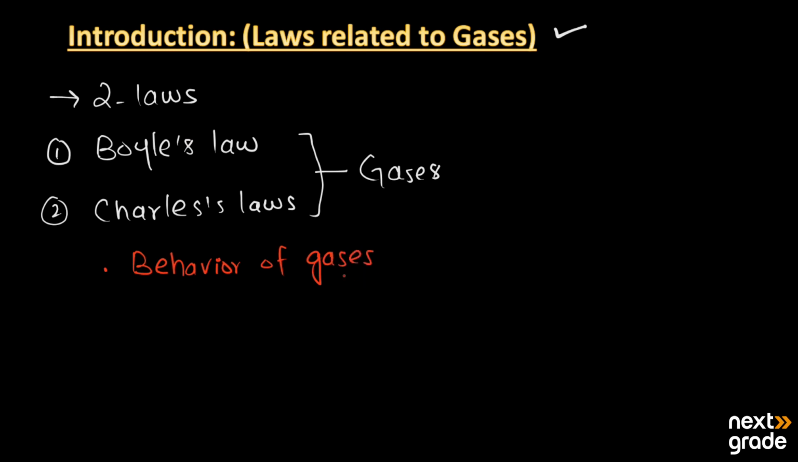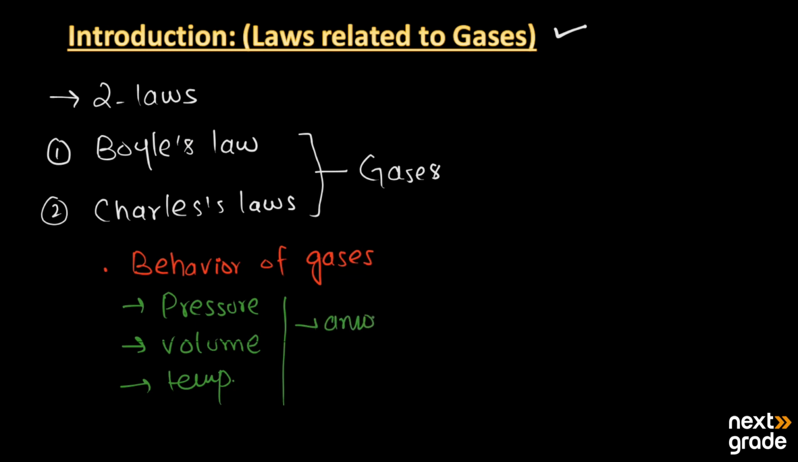For example, the behavior of gases towards pressure. When we apply pressure, what happens to the gases? Then it is also related to the volume of gases. Then what is the effect of a change of temperature on gases, and of the amount of gas? If we change the amount of gas, what will be the behavior of the gas? So two laws have been proposed by the scientists.